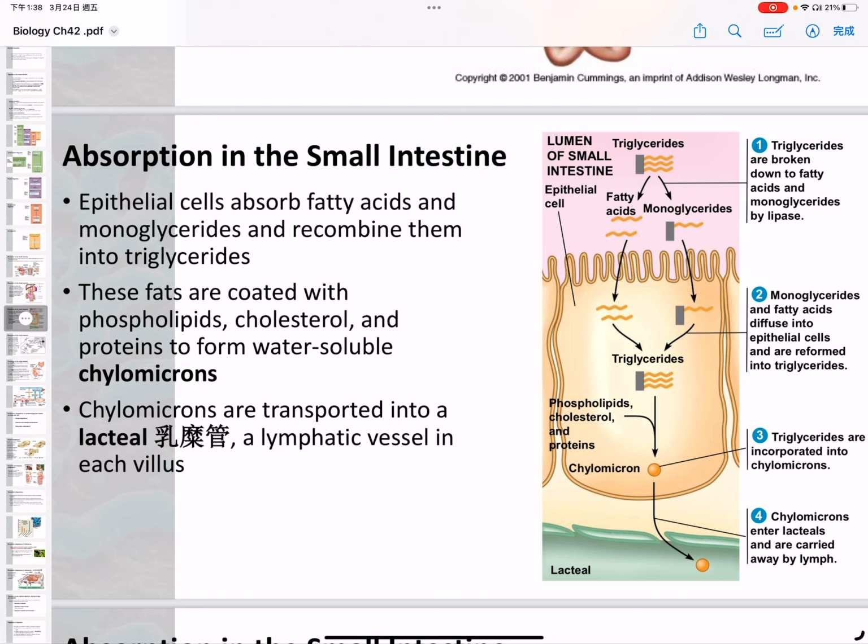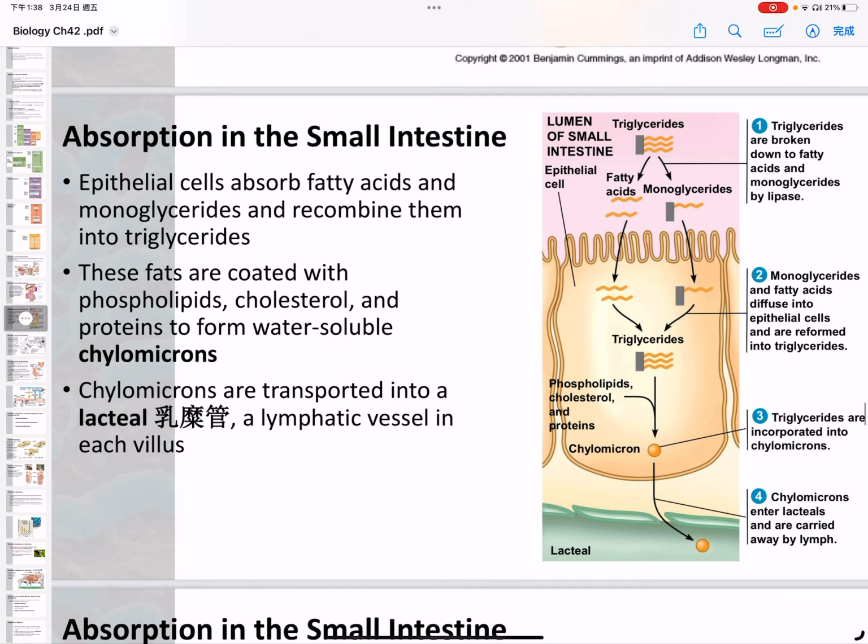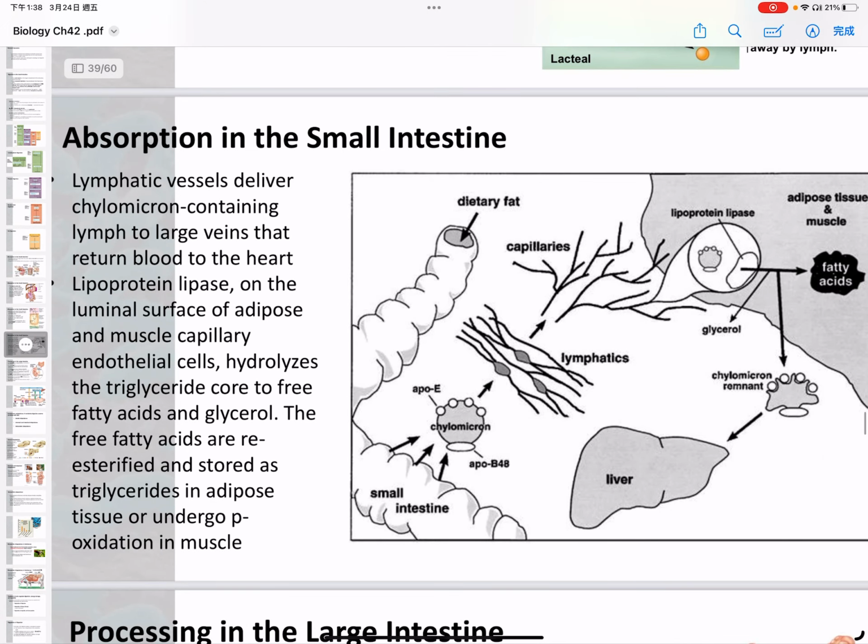In Mandarin, we call it 乳糜微粒. And the chylomicron doesn't go into the capillaries. Instead, it goes into the lacteal. The lacteal is 乳糜管, and it's part of our lymphatic system. It's a lymphatic vessel in each of the villus. And this slide shows us the process.